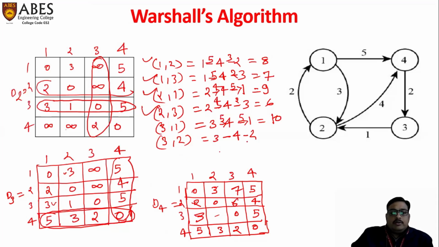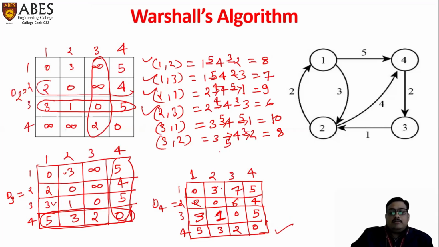Now come to 3 to 2. So for 3 to 2, we need to calculate 3 to 4 and then 4 to 2. So 3 to 4 is 5, and 4 to 2 is 3. So 5 plus 3 is 8. And what is 3 to 2? The existing value is 1. So we'll definitely take 1. So now, we can say, this is the final matrix, that is D4.